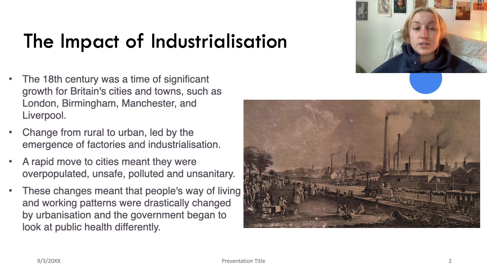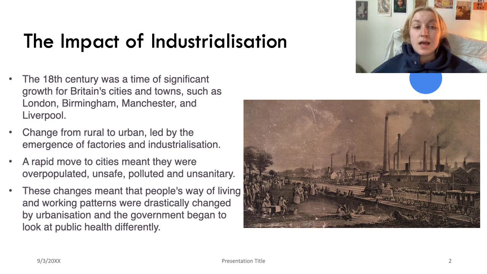One of the main factors which contributed to the rapid urban development was the change in the societal way of life from rural to urban, led by the emergence of factories and industrialization. For the most part of the 18th century, Britain was a rural society, with small workshops in homes making it a cottage industry.